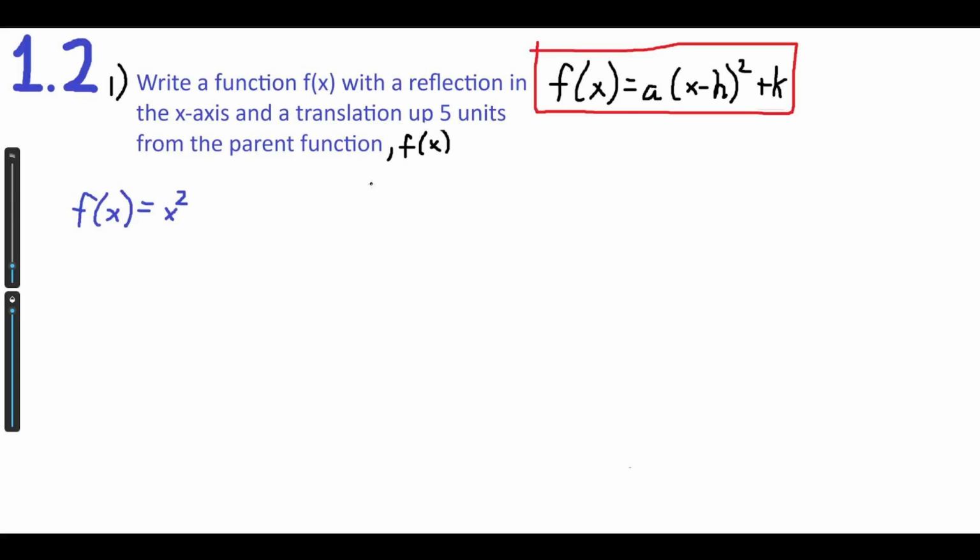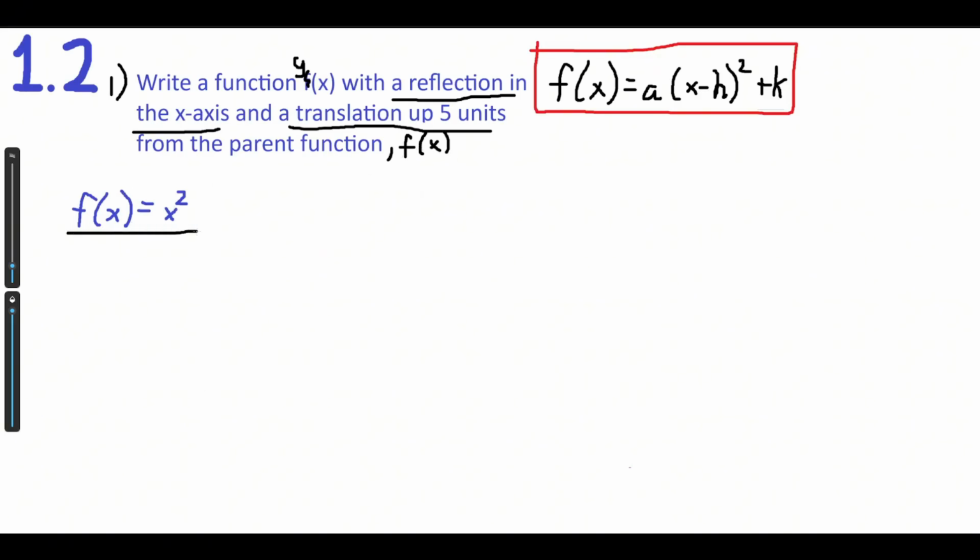Unit 2 of Chapter 1 is more focused on the translations and the transformations, as well as writing functions, also writing functions with combinations of transformations. Question 1 reads, write a function f, I'm going to say g of x, with a reflection in the x-axis and a translation up 5 units from the parent function f of x.